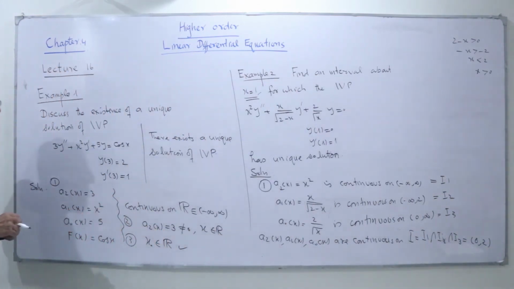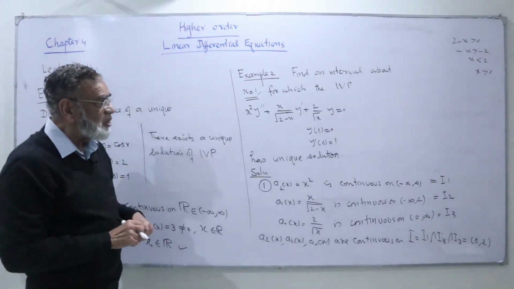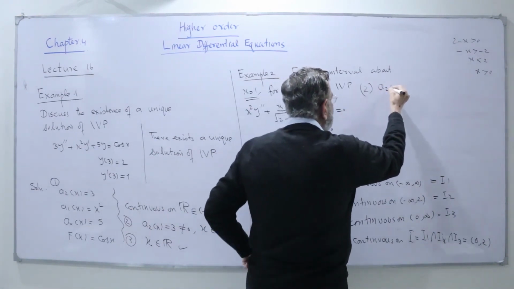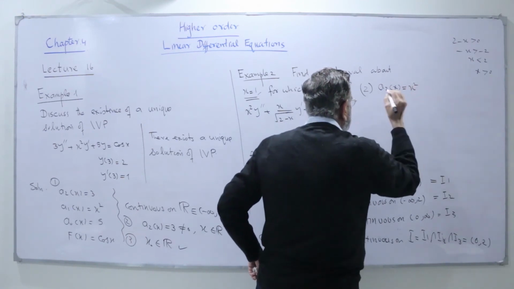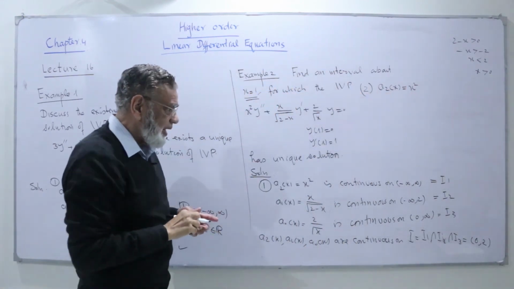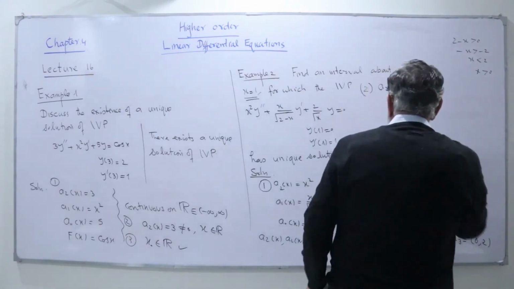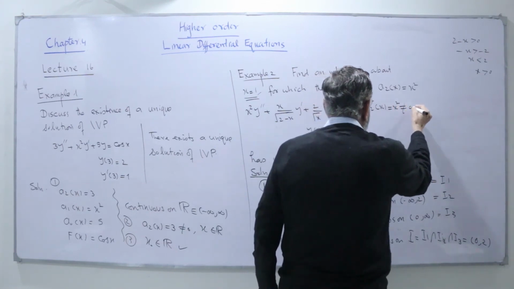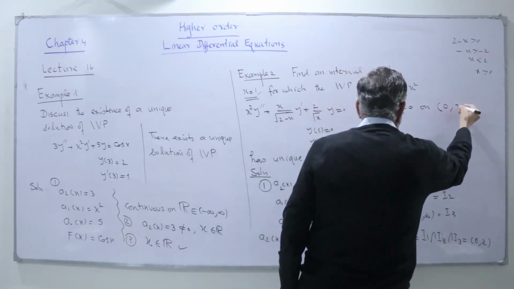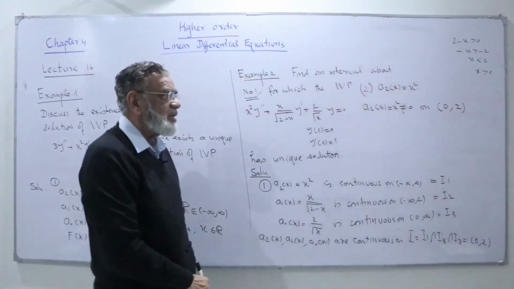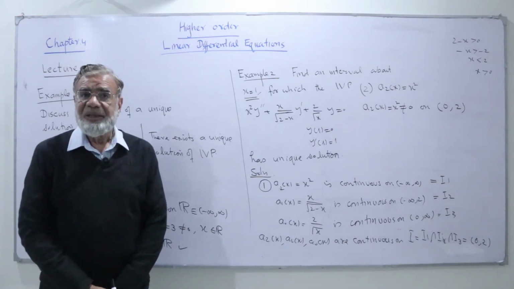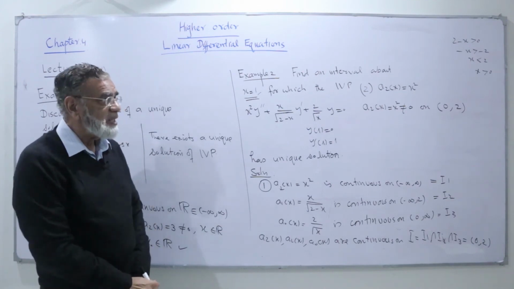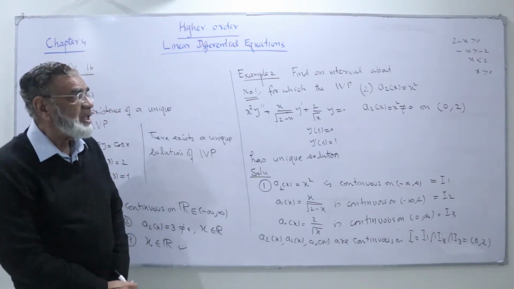This is number one. Number two, we want to see that a2 of x must not be 0. Here a2 of x is equal to x squared, over the interval from 0 to 2. So a2 of x equal to x squared is not equal to 0 on the open interval 0 to 2. If it was a closed interval, then 0 would be in the interval and it would be equal to 0. But it's not inside the interval because it is open from the left side, so 0 is not there. So it is not equal to 0 on the interval 0 to 2. The second condition is valid.